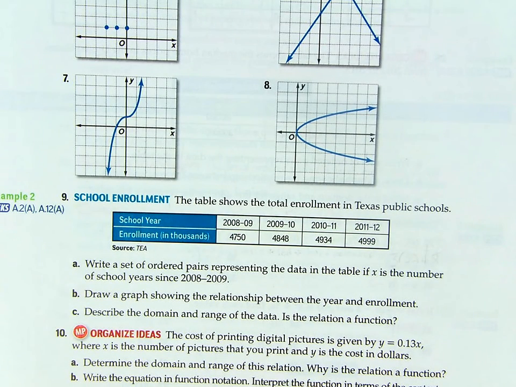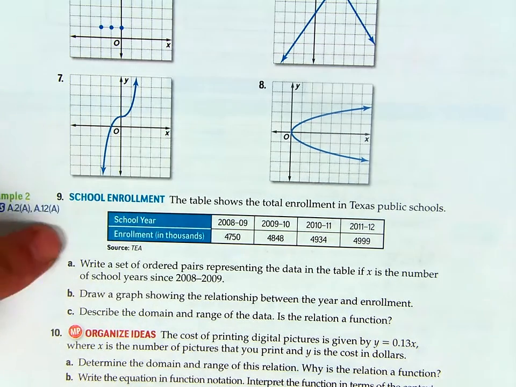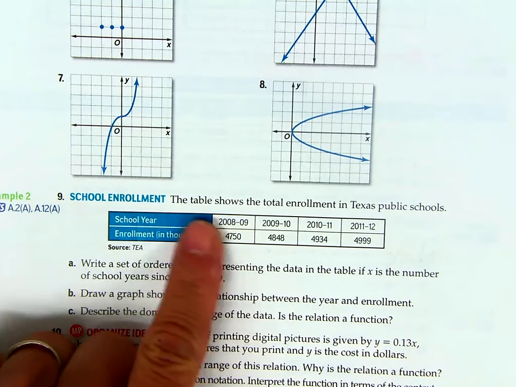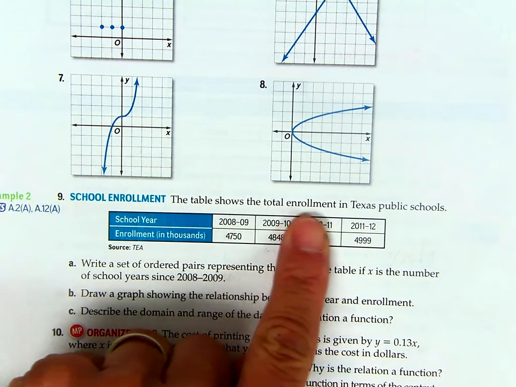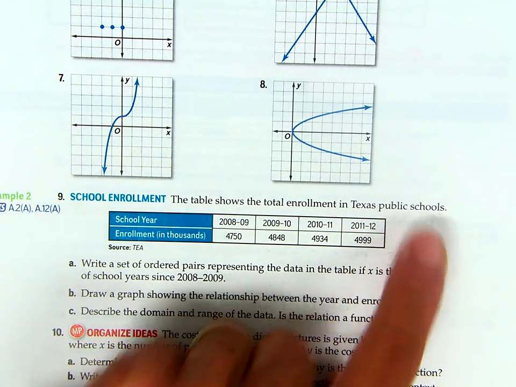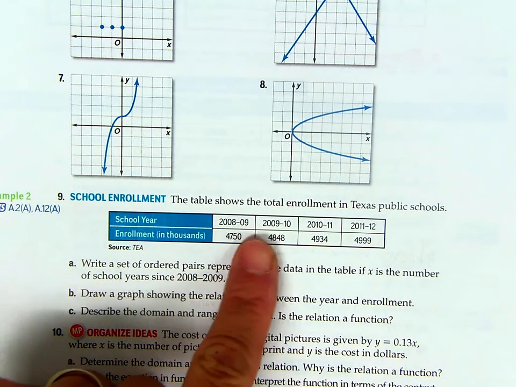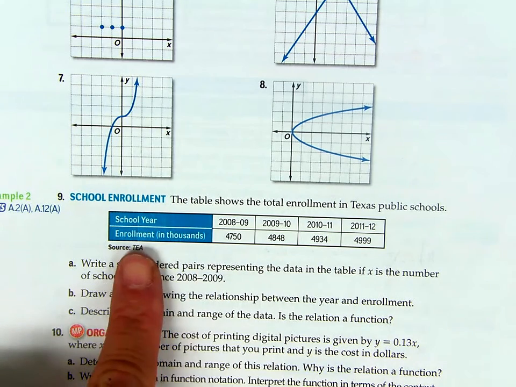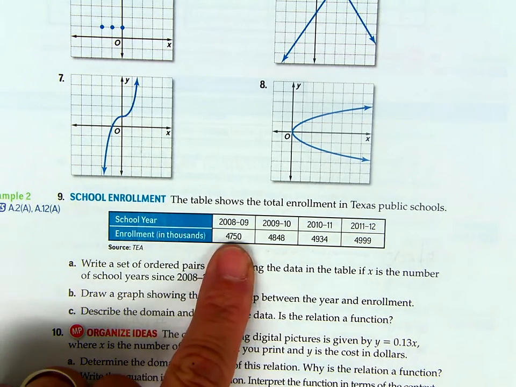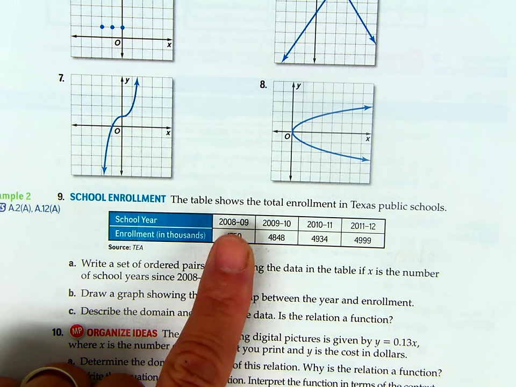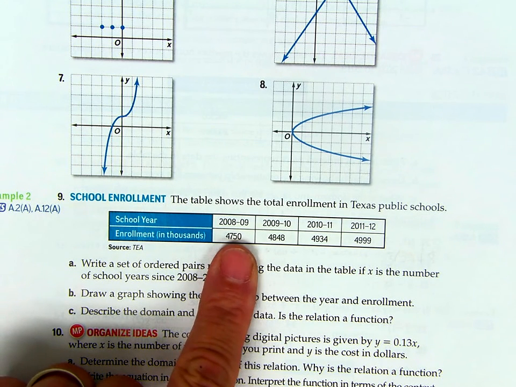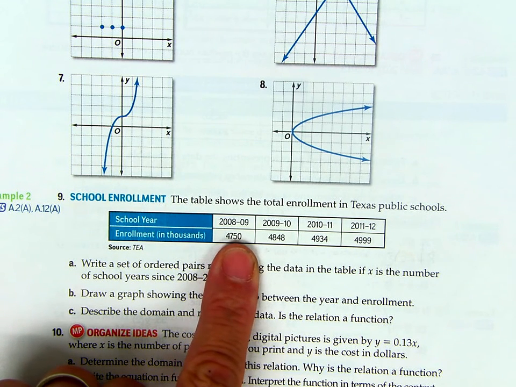I'm going to give you some exercises to do here in a minute. We're going to talk about how to do them. Number 9, let's talk about it for a moment. The table shows the total enrollment in Texas public schools. The school year is on the top. The enrollment in thousands is on the bottom. That means you multiply this number by 1,000 and that's what the number actually is.